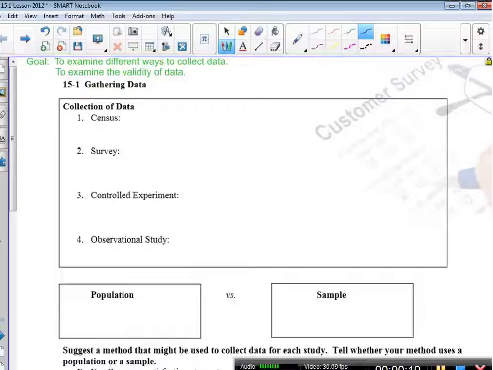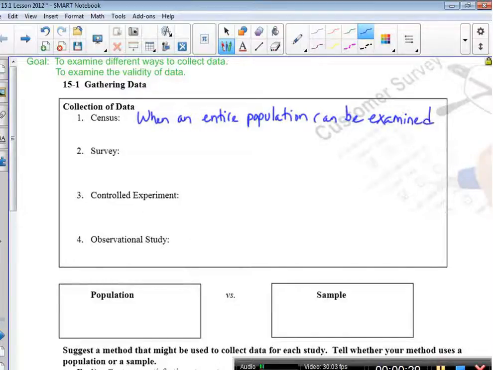A census is when an entire population can be examined. So the U.S. Government conducts a census every 10 years to determine the United States population.